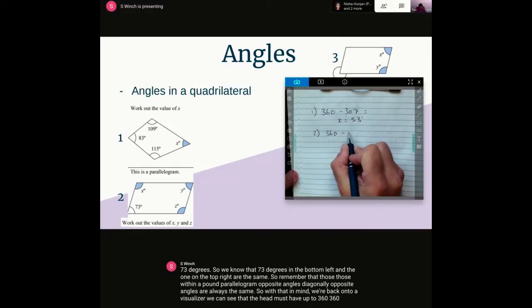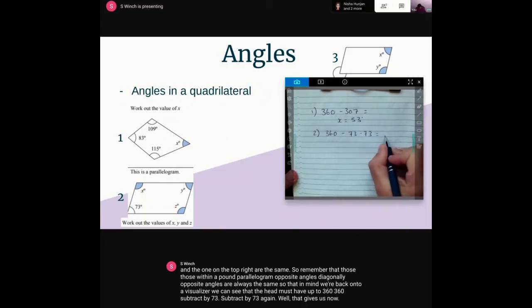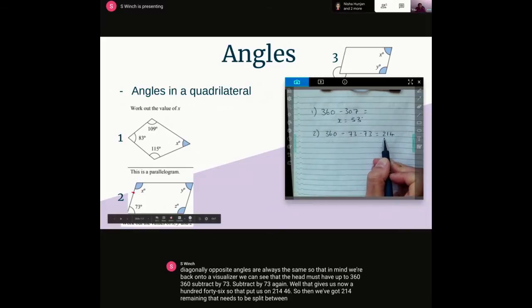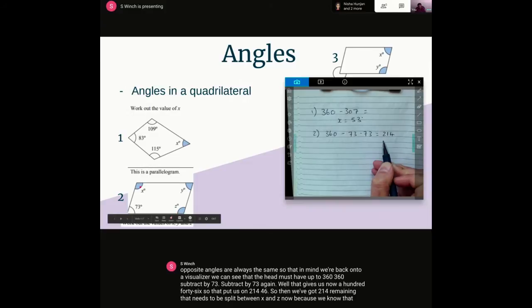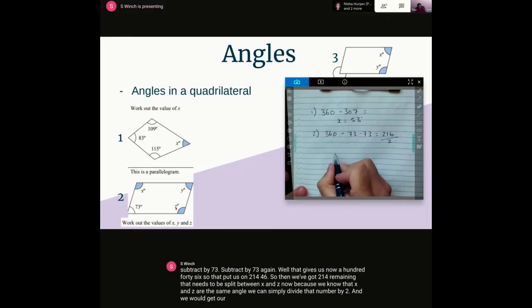360 subtract by 73 and subtract by 73 again. Well, that gives us now 146. So that would put us on 214. So then we've got 214 remaining. That needs to be split between X and Z. Now, because we know that X and Z are the same angle, we can simply divide that number by 2, and we would get our answer for all the terms.